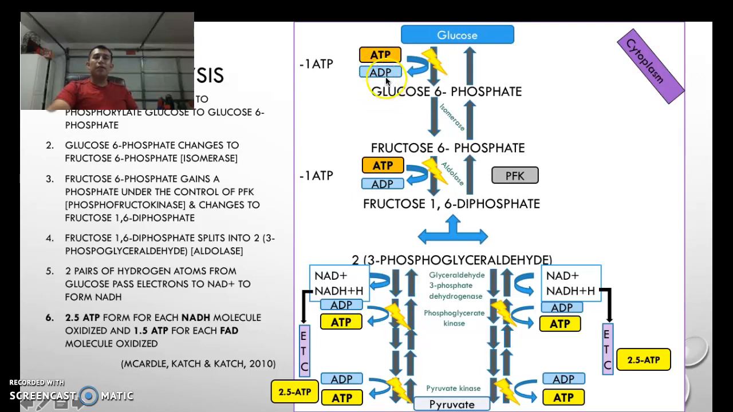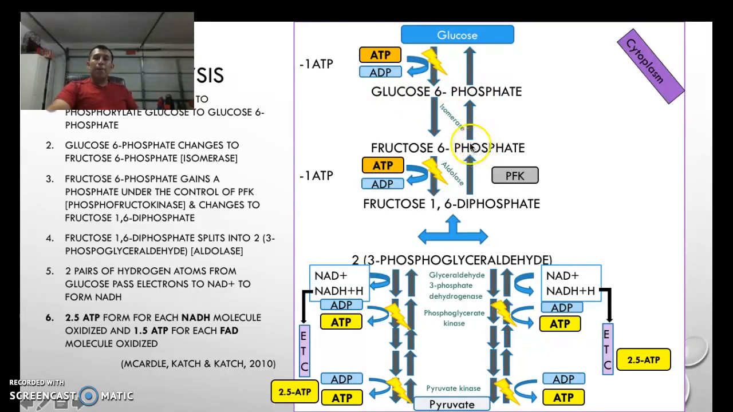ATP must donate a phosphate to phosphorylate glucose into glucose 6-phosphate. If it was glycogen, so glycogenolysis, the process would actually start here at glucose 6-phosphate. So we would need this ATP to be donated. But since we're starting with blood glucose, it gets to glucose 6-phosphate.